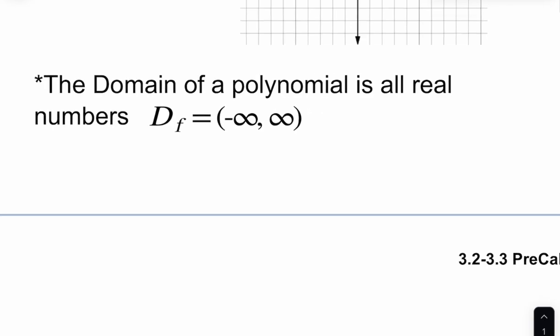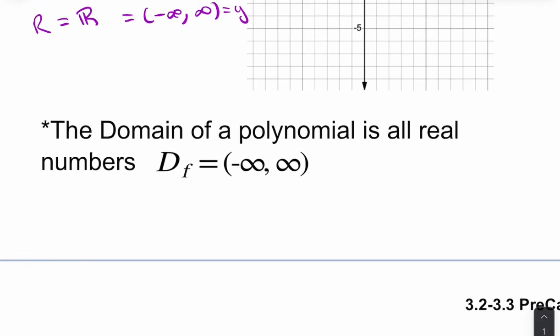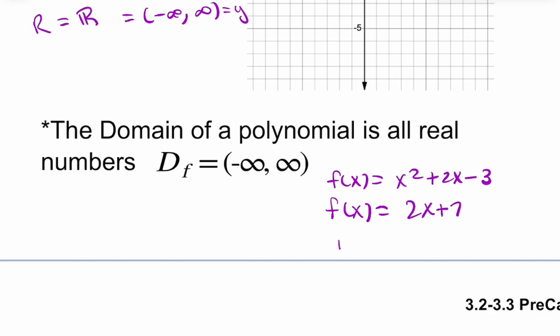Okay. So remember, the domain of all polynomials is always going to be all real numbers. What's a polynomial? Well, let me give you some examples. F of x equals x squared plus 2x minus 3. That's a polynomial. F of x equals 2x plus 7. That's a polynomial. F of x equals 2. That's a polynomial. Any polynomial at all will always have a domain of all real numbers.